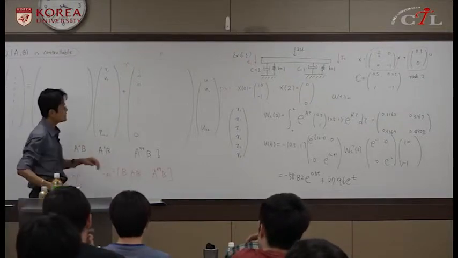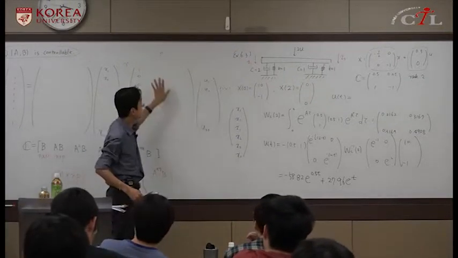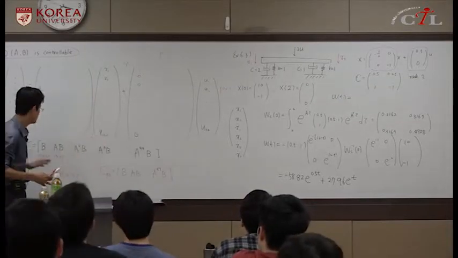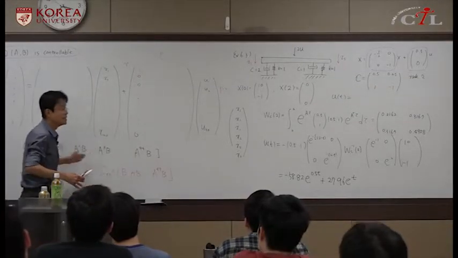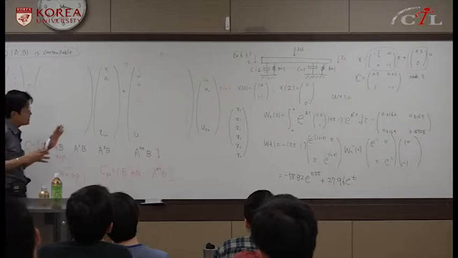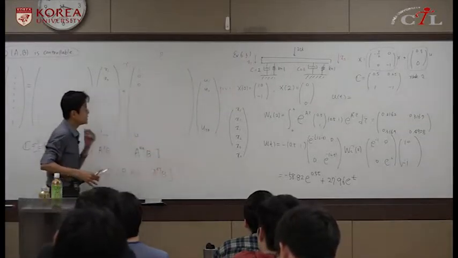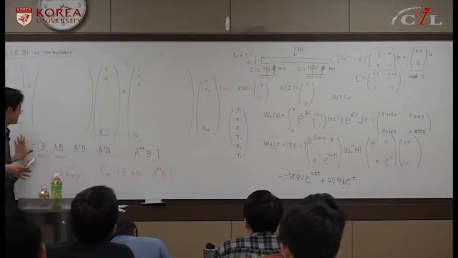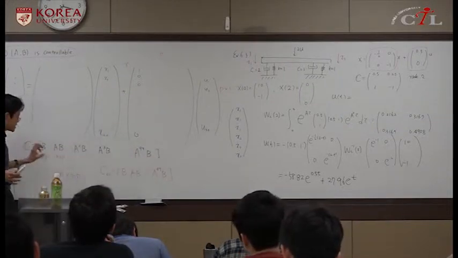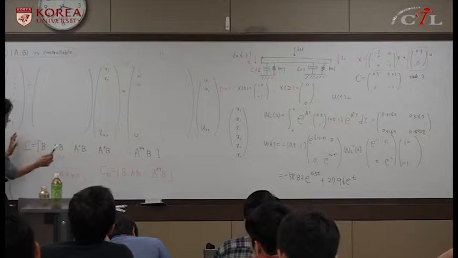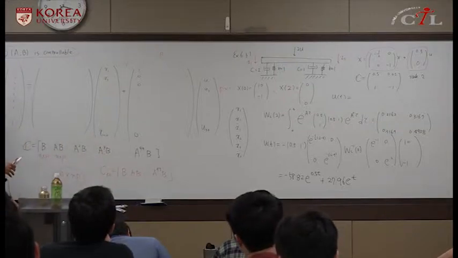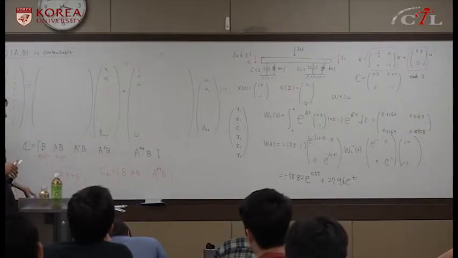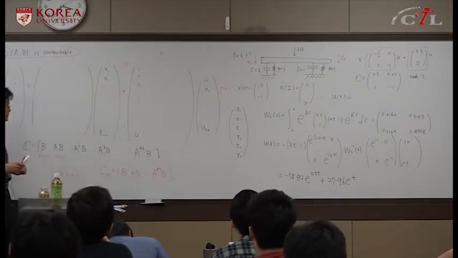Again, with many inputs, the controllability also increases. But at the same time, if there are many inputs, then we might not need to check the whole matrix. Rather, we may extract some. We may decrease the size in some way.